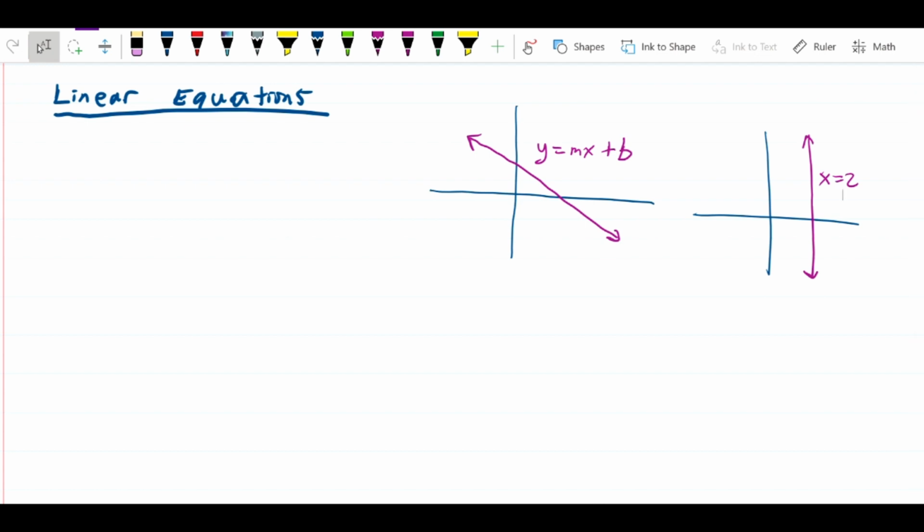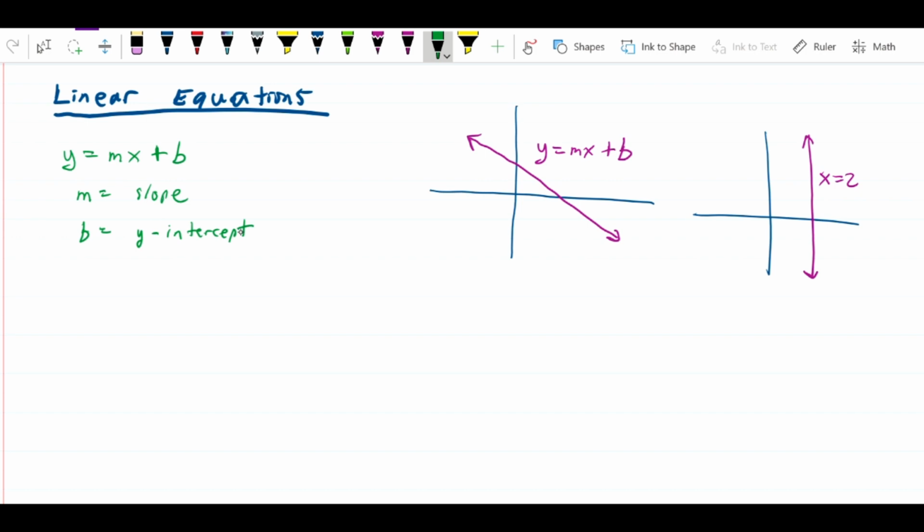Next, we're going to talk about linear equations. A linear equation is the equation whose graph is a line. Most of you are familiar with the fact that, in general, linear equations are written in the form y equals mx plus b, where m is the slope of the line and b is its y-intercept.